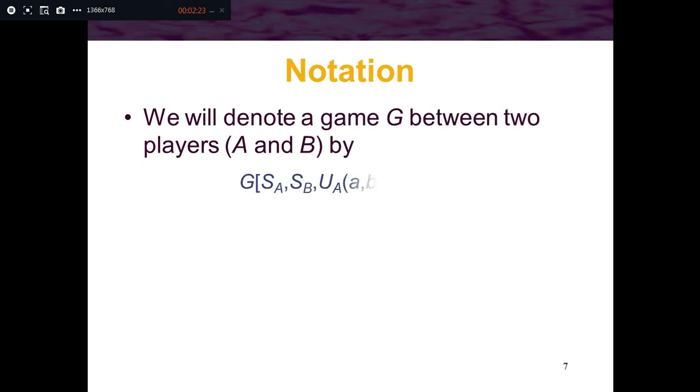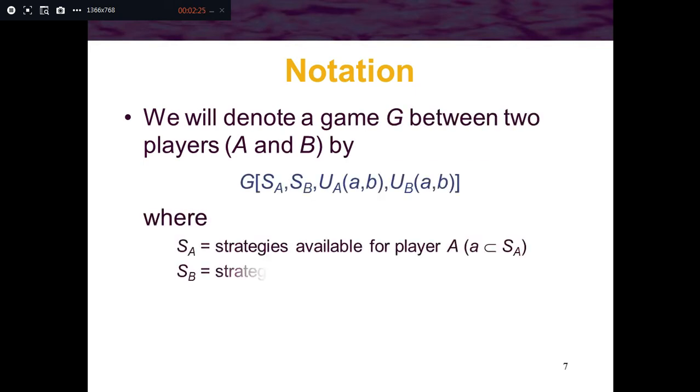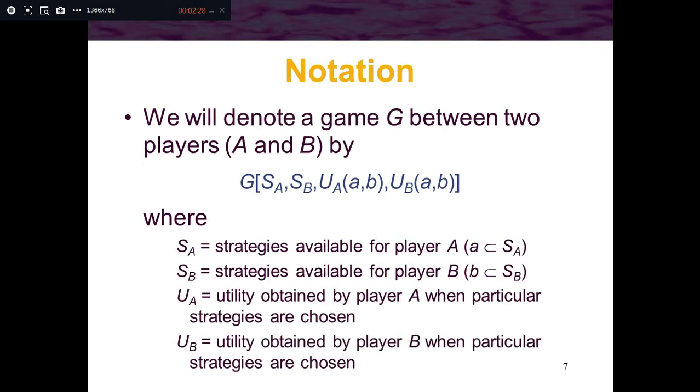Okay, the notation or the point. We will denote a game G between two players, A and B. Then it's denoted as G, which is the game function of strategy of A, strategy of B, utility of A given A and B, utility of B given A and B.